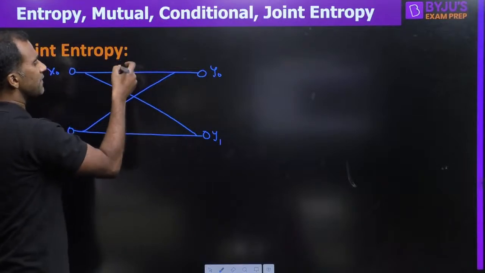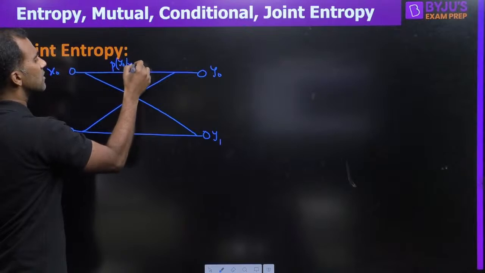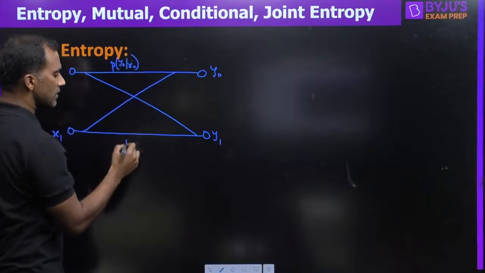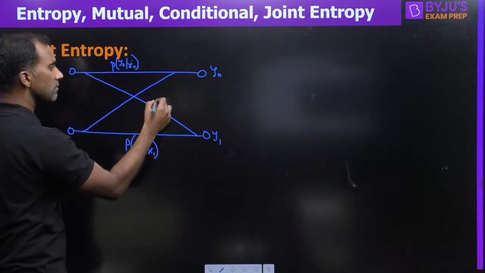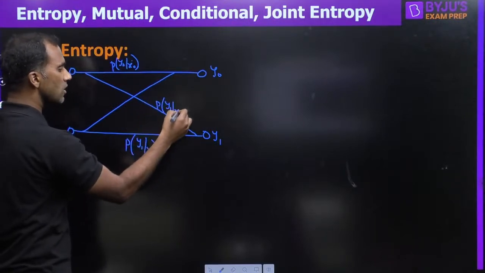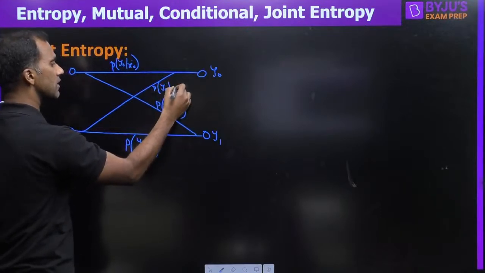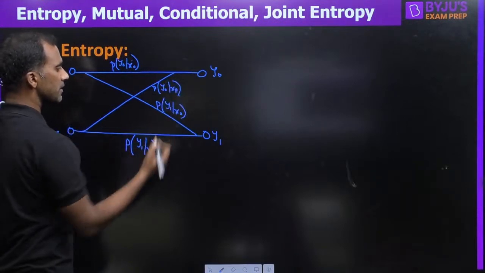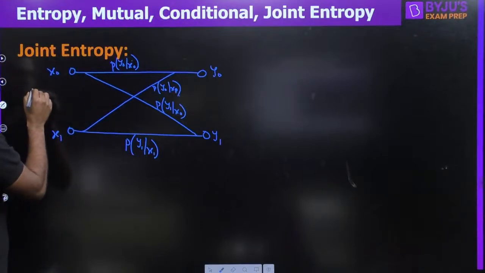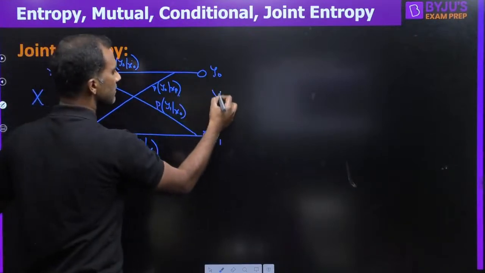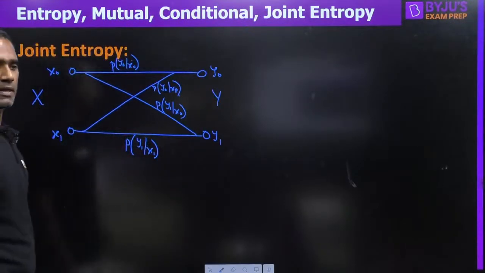Right. So let me fill the data here. So P of what is given here? P of y0 given x0 will be here. And what is given here? P of y1 given x1 will be here. P of y1 given x0 will be here. And P of y0 given x1 will be here. Right. Input, let me call the input as x and the output as y. Both y0, y1 together, I'm calling it as y. The input x0, x1 together, I'm calling it as capital X.